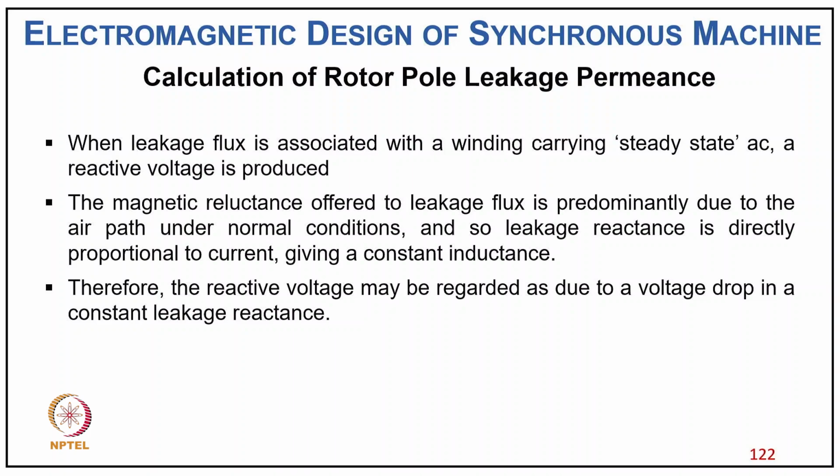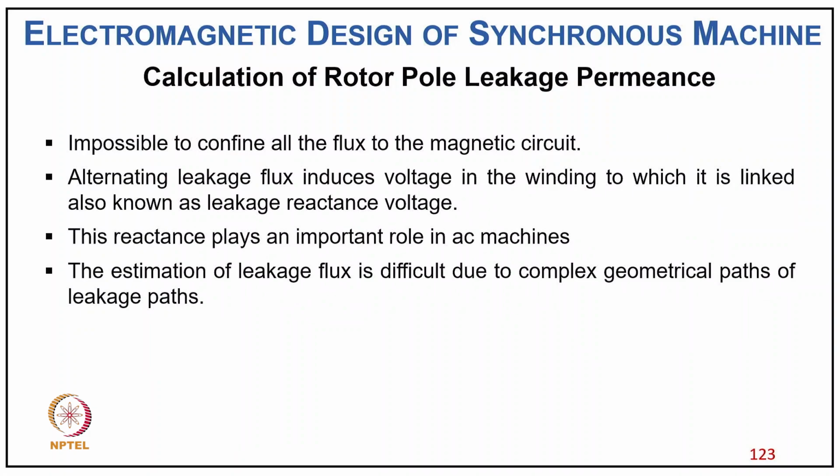Now coming to the calculation of rotor pole flux leakage permeance. When the leakage flux is associated with a winding carrying steady state AC, reactive voltage is produced, though the magnetic reluctance offered by leakage flux is predominantly due to the air gap under normal conditions, and so leakage reactance is directly proportional to the current, giving a constant inductance.